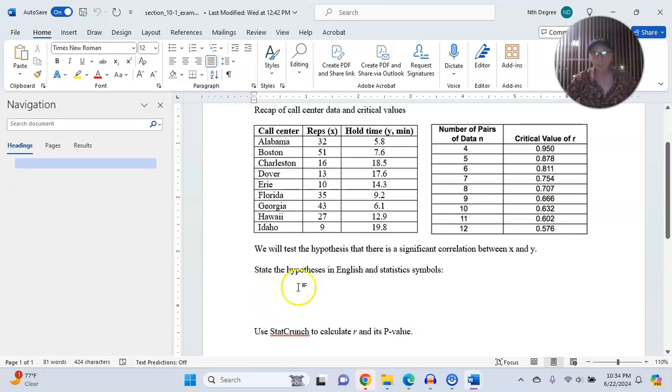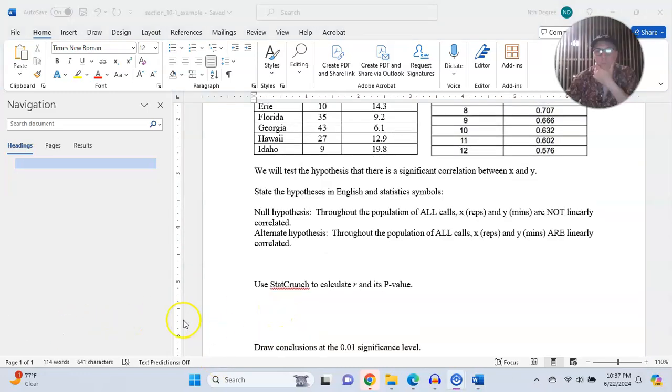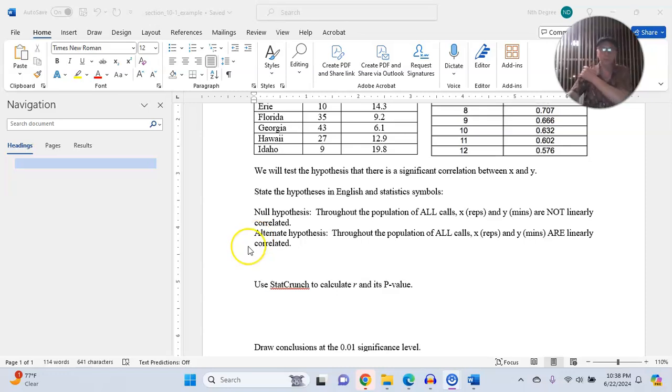All right, so the hypotheses in English. The null hypothesis, again, states that X and Y throughout the population are not correlated. No correlation between them. And then the alternate would be, well, actually, yes, there is a correlation. So we might express the hypotheses in English something like this. Null hypothesis: throughout the population of all calls, X, the number of representatives, and Y, the number of minutes, are not linearly correlated. Whereas the alternate would be, they are correlated.